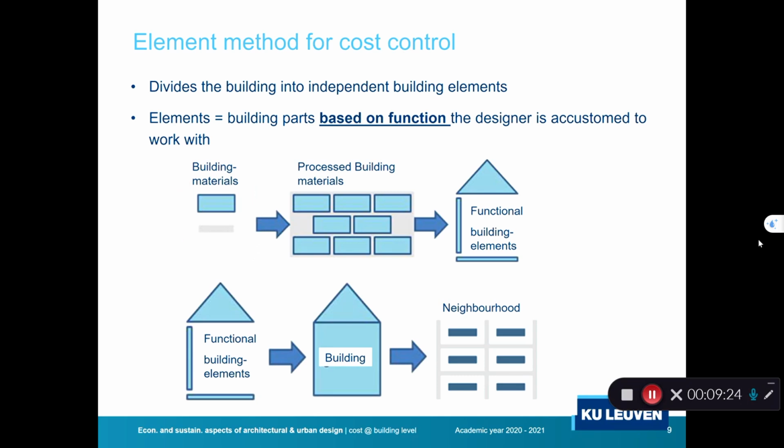We can also go higher up. We can go to the neighborhood level, for example, which not only consists of buildings, but also consists of infrastructure. And we can calculate the cost of the different parts, the different elements in a neighborhood based on their function, and again, look at the overall cost by looking at all these aspects.